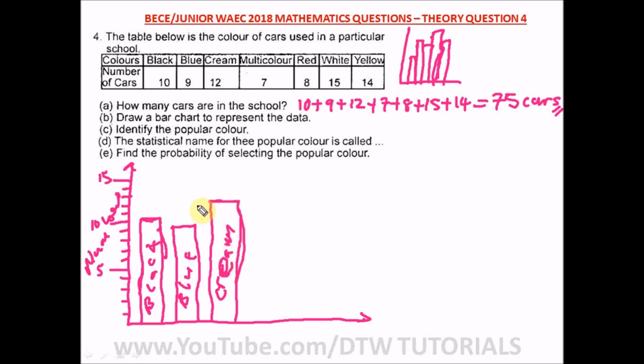All right, the next one is 7. That's multicolor, 7. So we have here 5, 6, 7. We'll trace it down here, and let's start here. Remember to leave your space. Once you don't leave a space, you're already drawing a histogram. So in a bar chart, there are spaces in between the bars. Always remember that. And you write multicolor.